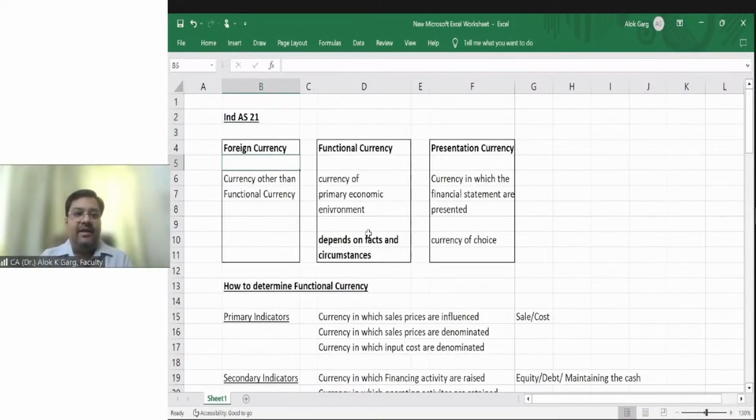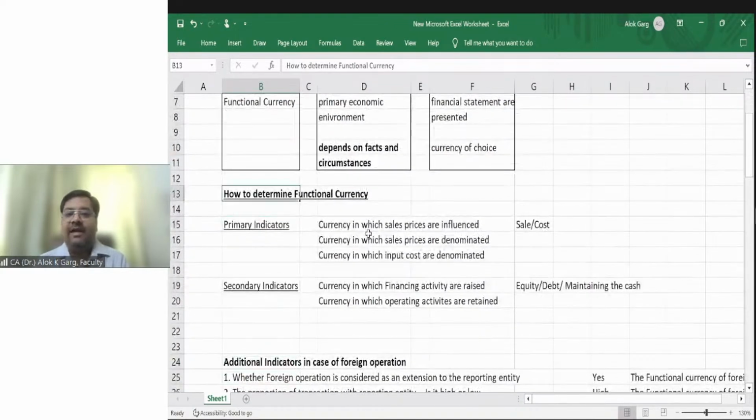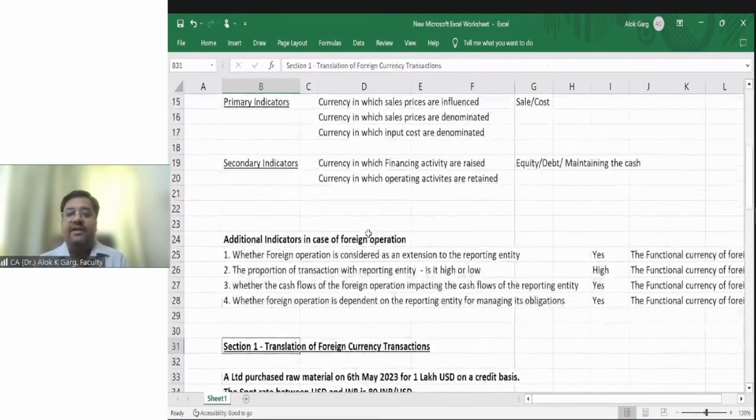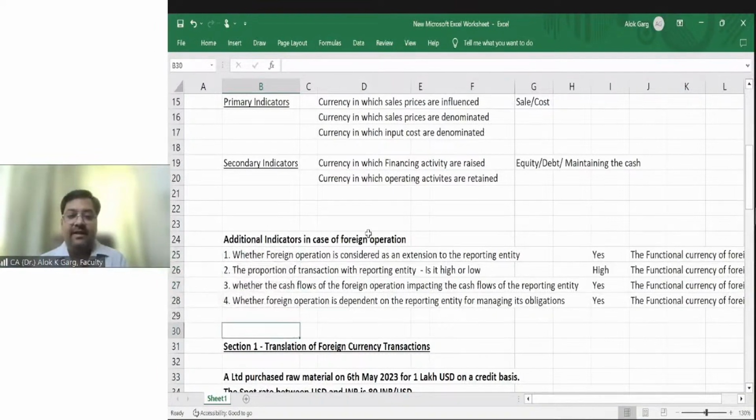You can see that in day 21, on the request of Shri Ram, I have presented this in a tabular form: foreign currency, functional currency, presentation currency. Then I have also given how to determine functional currency. What are the primary indicators? What are the secondary indicators I have mentioned here? And additional factors in case of foreign operation I have mentioned here, that these 4 conditions need to be satisfied for taking the foreign operation functional currency same as the parent functional currency, right?